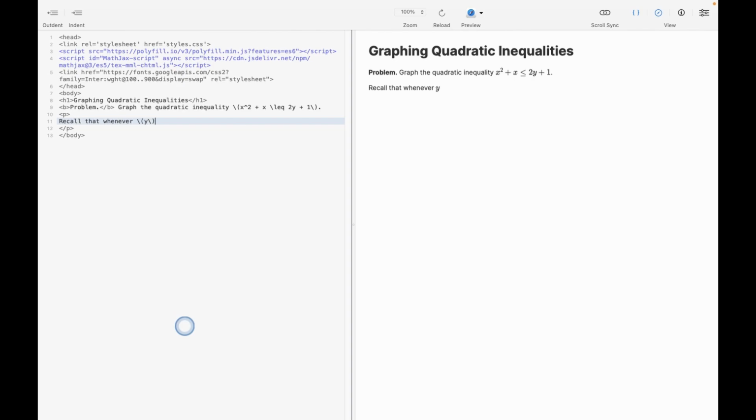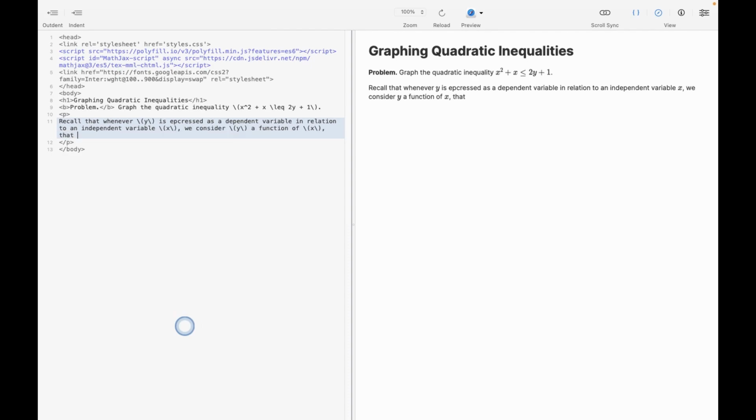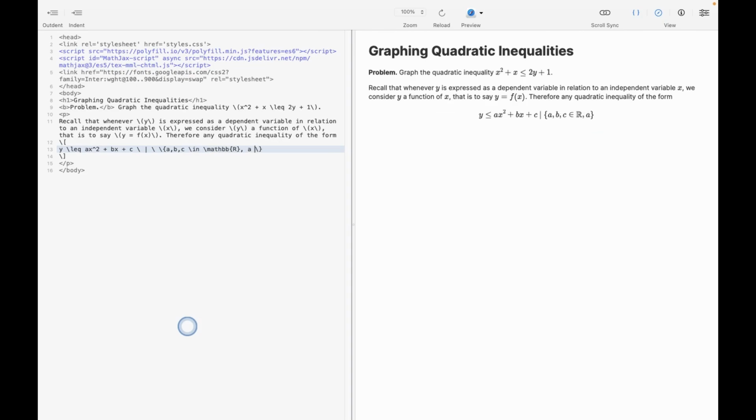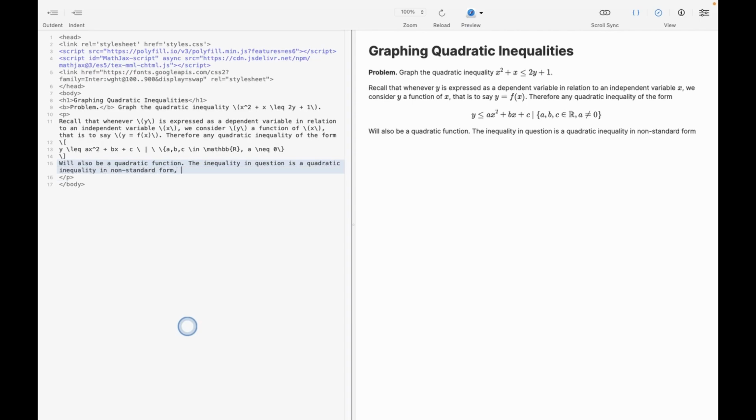Recall that whenever y is expressed as a dependent variable in relation to an independent variable x, we consider y a function of x, which is to say, y equals f of x. Therefore, any quadratic inequality of the form y is less than or equal to ax squared plus bx plus c, such that a, b, and c are real numbers, and a does not equal 0, will also be a quadratic function. The inequality in question is a quadratic inequality in non-standard form.